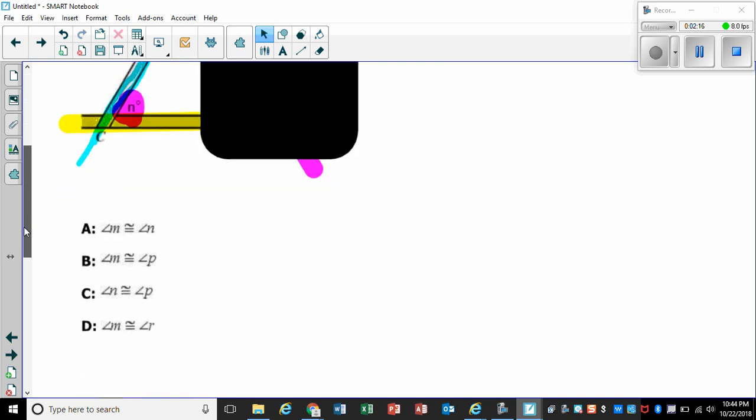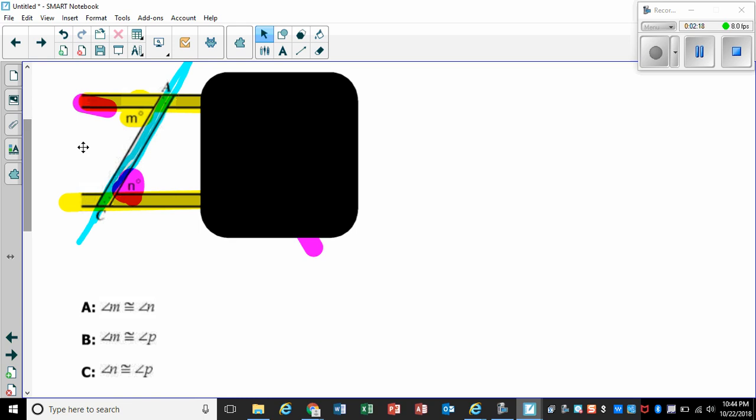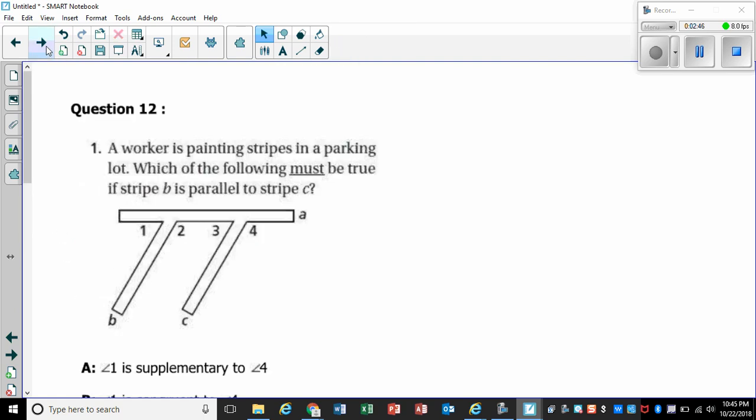So the first one, M and P. You can't pick one from this side and then pick another one from this side, right? You can't do that, so we can't pick this one. N and P, the same thing. I can't pick this and this side because they don't have a common transversal. And then M and R, the same thing. So the only one that has both is this, so it's going to be A for this one.